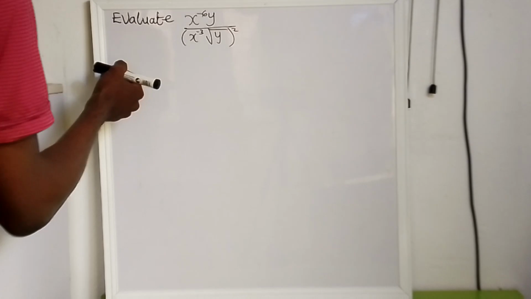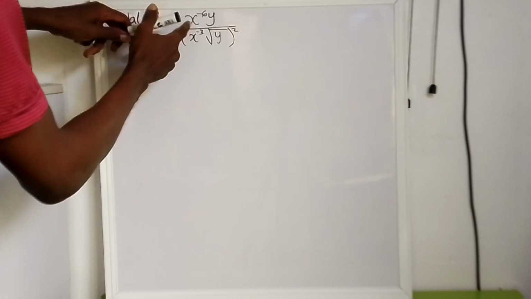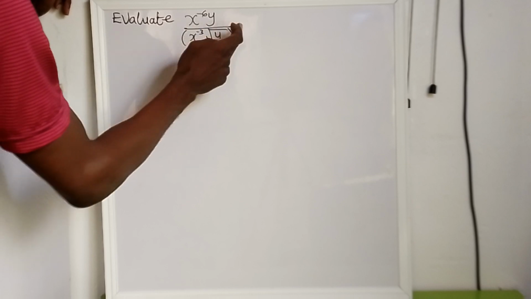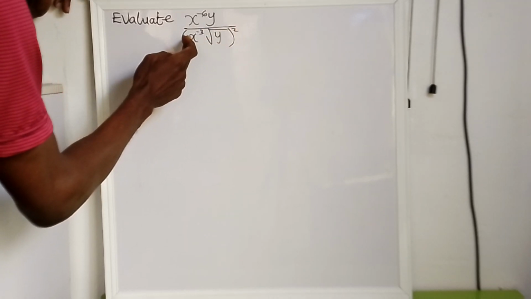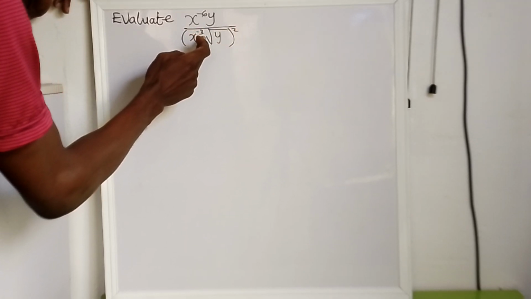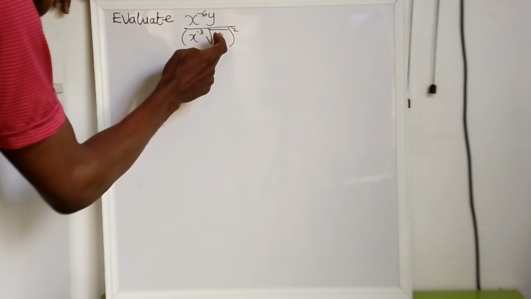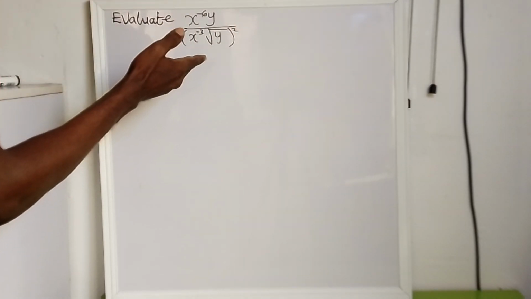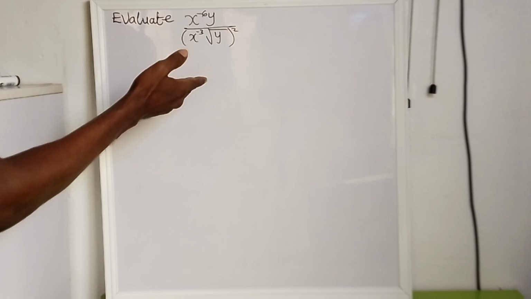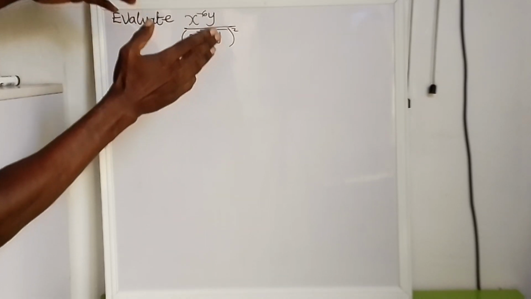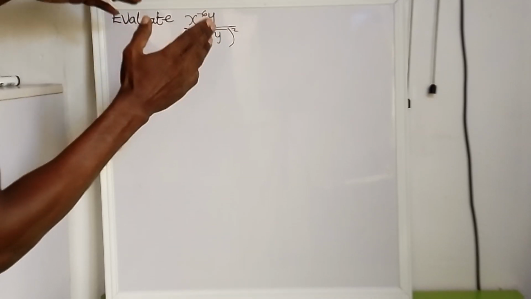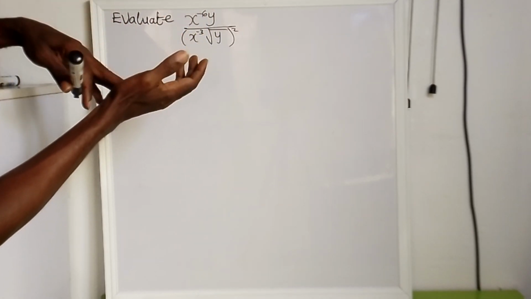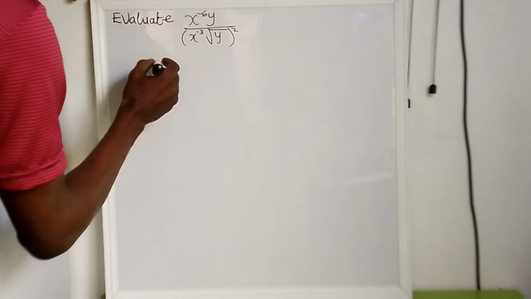You are given this question: evaluate x raised to the power minus 6 times y all over, in bracket, x raised to the power minus 3 square root of y all raised to the power of 2. You're given a question like this. So the first thing that you need to do is to have your laws governing indices at the tip of your finger. So we now have this.